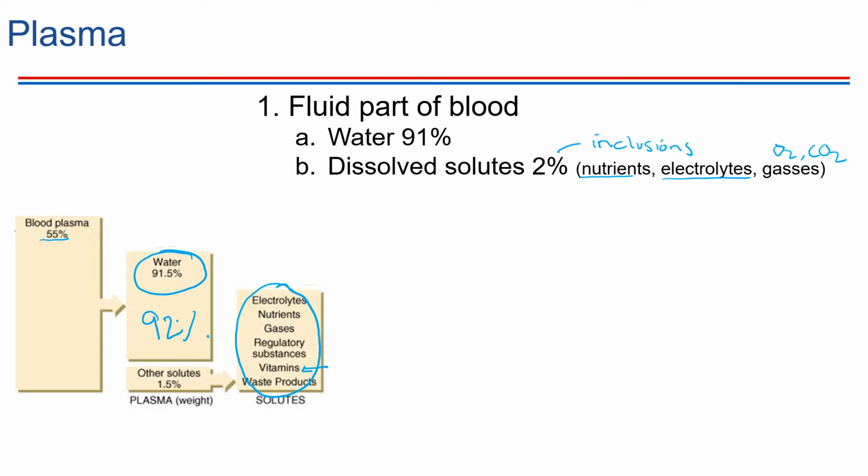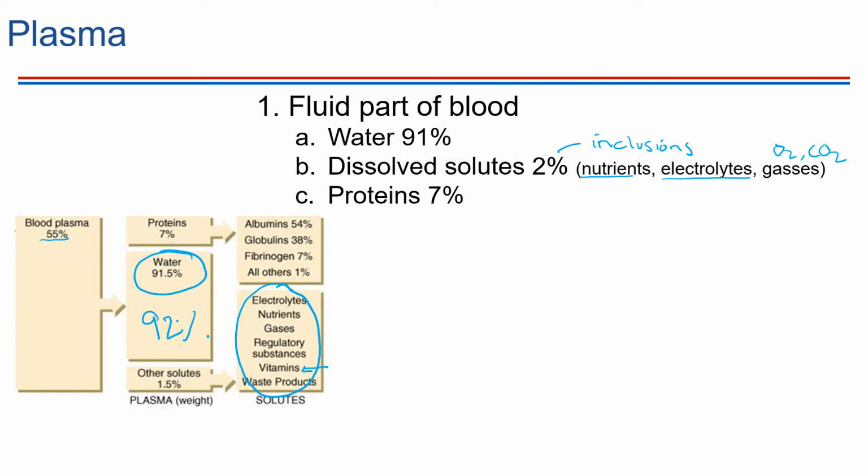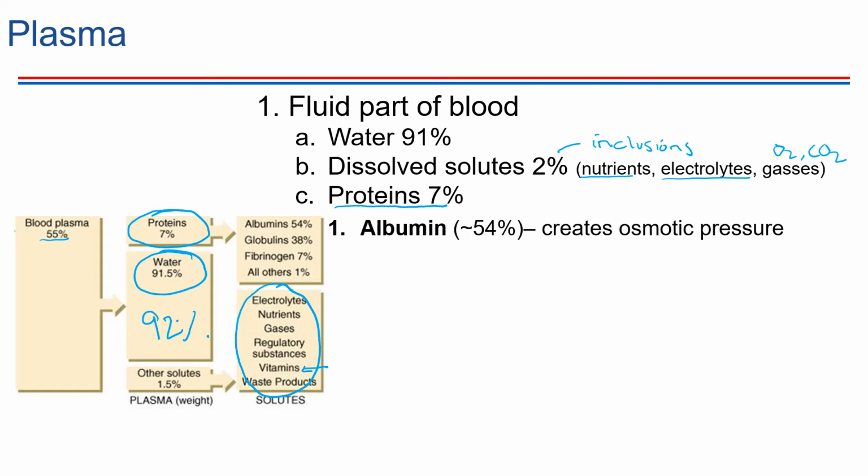And then we've got our proteins. And our proteins make up about 7% total of that blood plasma volume. And of those proteins, there's a few that I want you to be really familiar with. The first one is albumin. And albumin makes up the majority of all the proteins, 54%. And what this does is it creates an osmotic pressure within the blood.